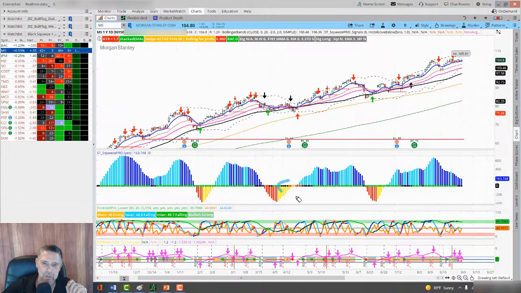And then look, squeeze, bam. So that was the release of energy, right? That rubber band, bam, or that sprinter taking off, right? That release of energy and explodes. So what we can do is we can position size when we are inside the squeeze.